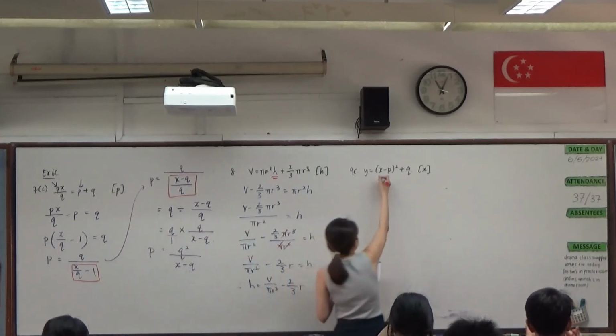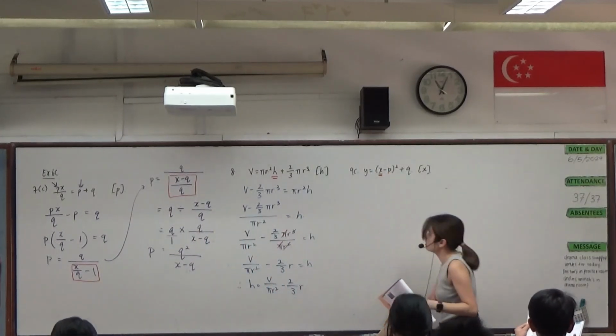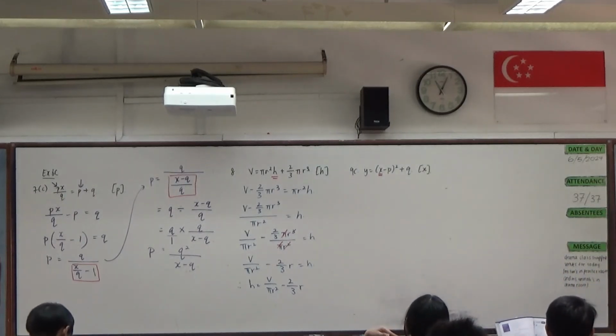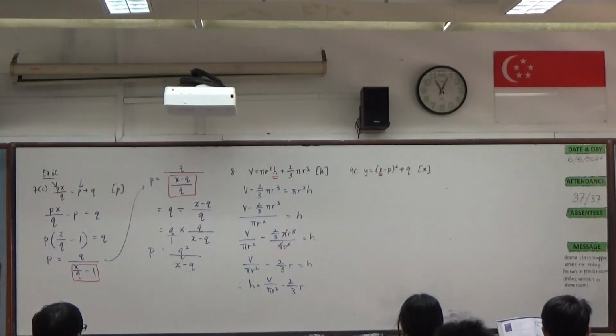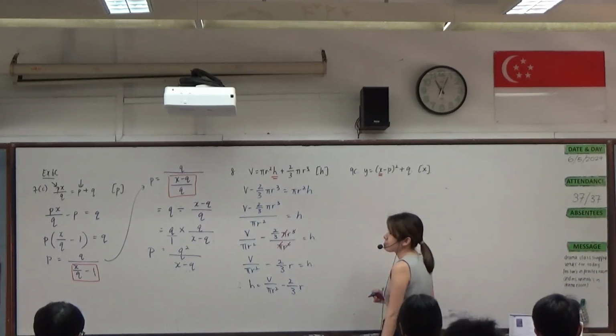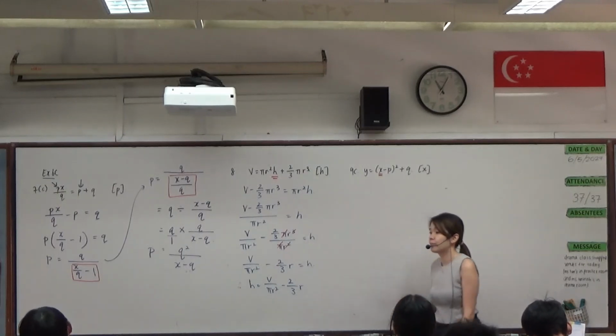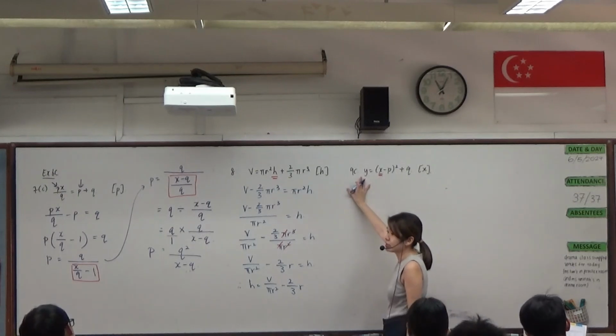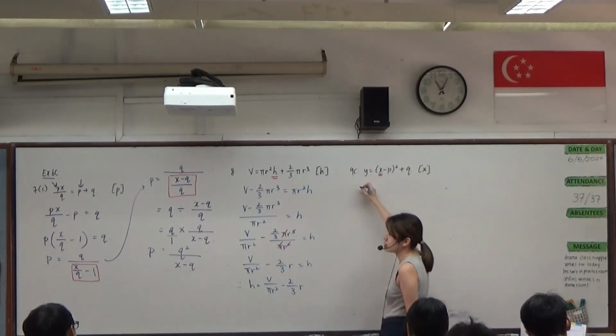Subject, and x is found inside the bracket where there is a square on the outside. Okay, so what should we do first? Isa, what do you think we should do first? What will you do first? Move the brackets over to the other side. How do I write that?